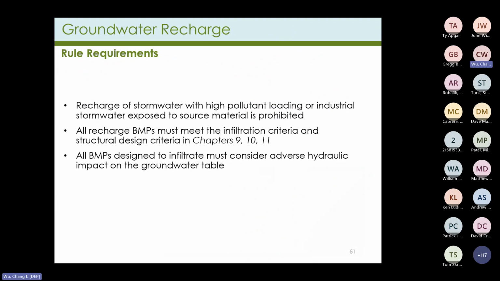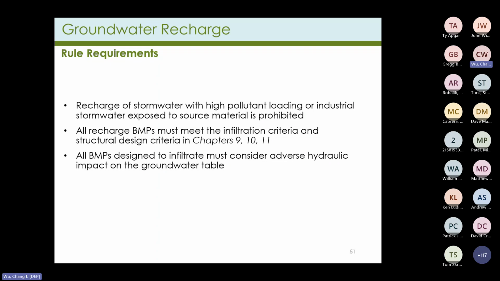So for the recharge of stormwater BMPs, there are some limitations. First of all, you cannot recharge the high pollutant loadings of industrial stormwater that is exposed to source material. So for some establishments under review, like a gas station or gas pump, the runoff from the area should be directed away from the recharge BMP.